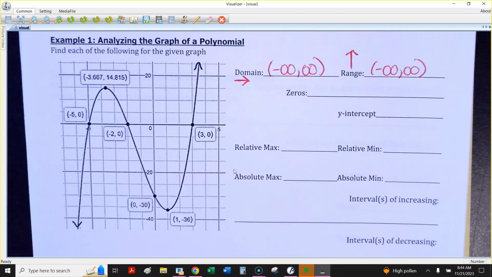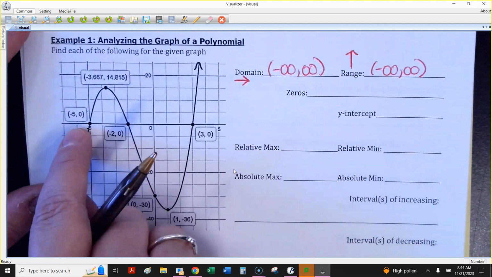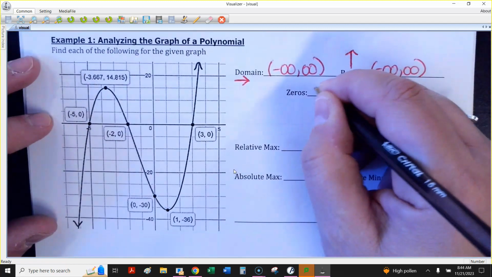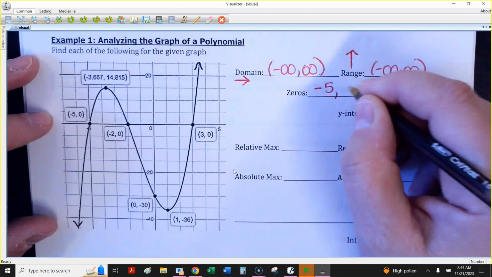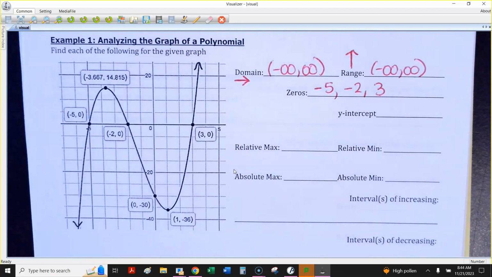Now, I know you guys could identify the zeros, so I'm just going to go along here and write down where the graph crosses or touches the x-axis. You don't have to write the points. I'm just going to write -5, -2, and 3. That's all you have to do. Where would I find the y-intercept for the graph? Or what point would that be on that picture?